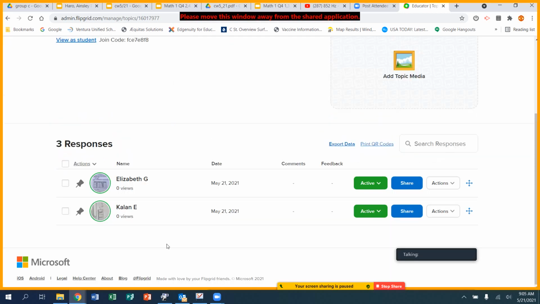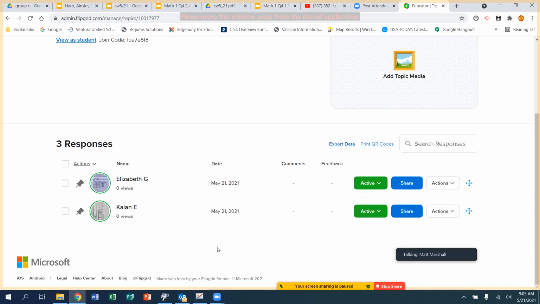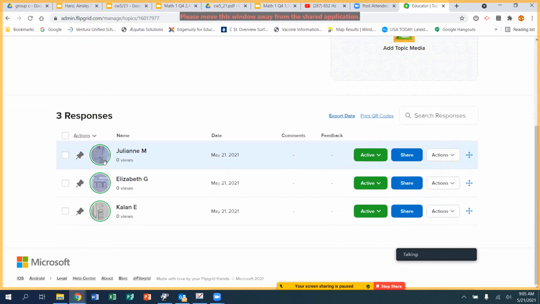Hero's good. Do I have one from Hero? So you need to maybe redo it because it's not showing up where it needs to be. Oh, there it is. There you go. There's sometimes a little lag time.